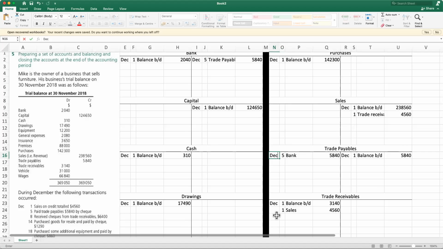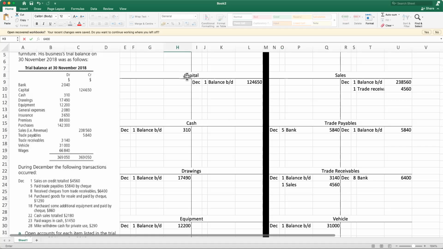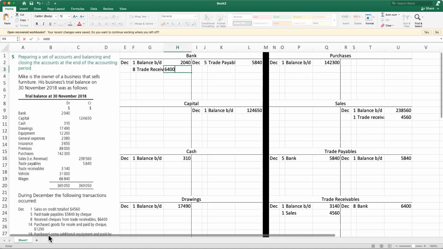Received check from trade receivable 6,400. So trade receivable will give me, it's out of trade receivable, 6,400 check goes to my bank account. Then on the 8th of December, bank, 8th of December, trade receivable. Then we can see 6,400. Debit side done, credit side done. Double check, please. Done, done. Very good.